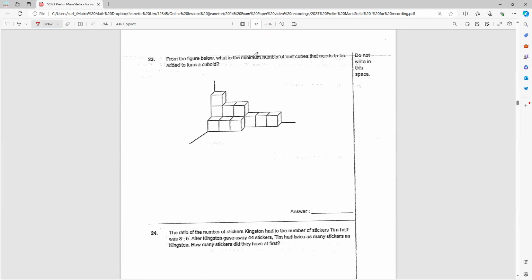All right, question 23. From the figure below, what is the minimum number of unit cubes that needs to be added to form a cuboid? Okay, so this is a cuboid, not a cube that we are forming. You don't need all the sides to be the same. Okay, just go the minimum that you can have. So the length, you can't have anything less than 6. The breadth, you can't have anything less than 2. And the height, you can't have anything less than 3.